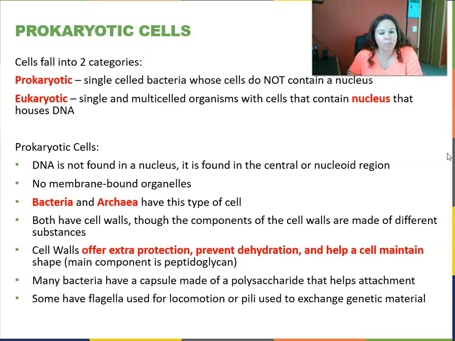Eukaryotic cells can be both single and multi-celled organisms, and they do have a nucleus, and that nucleus houses that precious DNA. So let's talk about prokaryotic cells first. Again, DNA in a prokaryotic cell is not found in a nucleus. Instead, it's floating in the cytoplasm in a darkened central region called the nucleoid region. There are no membrane-bound organelles. I mentioned the powerhouse of the cell, the mitochondria, earlier, which we find in eukaryotic cells. They are not found in prokaryotic cells. So no membrane-bound organelles, no nucleus.